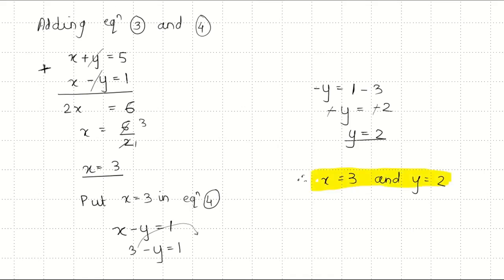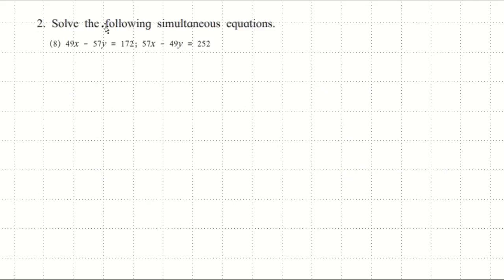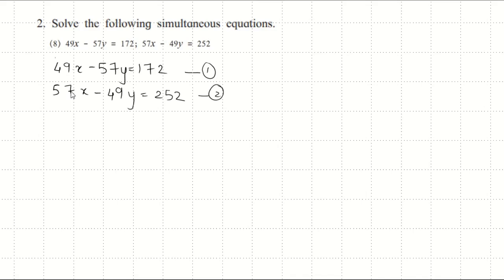Let's move on to the last question of this exercise. Last question is, again we have two equations given. 49x minus 57y is equal to 172. Sorry, it is 57x minus 49y is equal to 252. Be very careful while writing down the equations from the question. Even here, if you see, these numbers are interchanged in both the equations, and the variables are also interchanged.